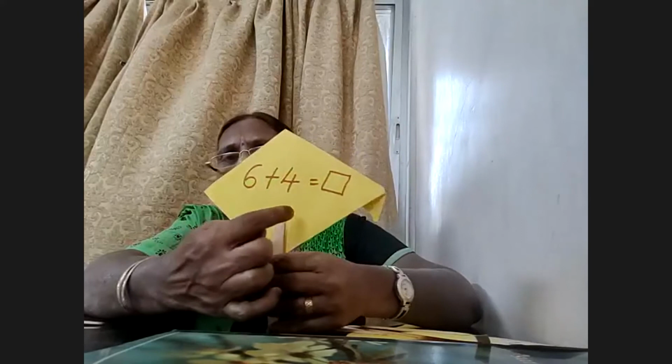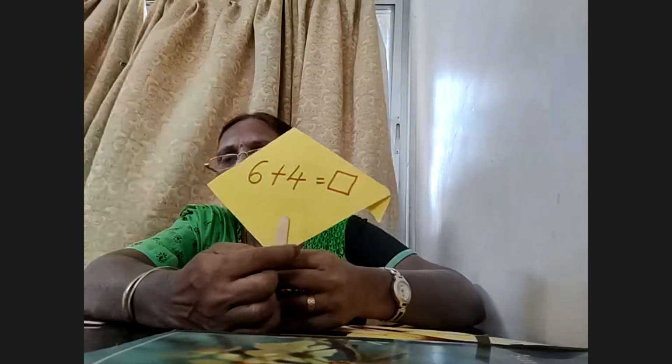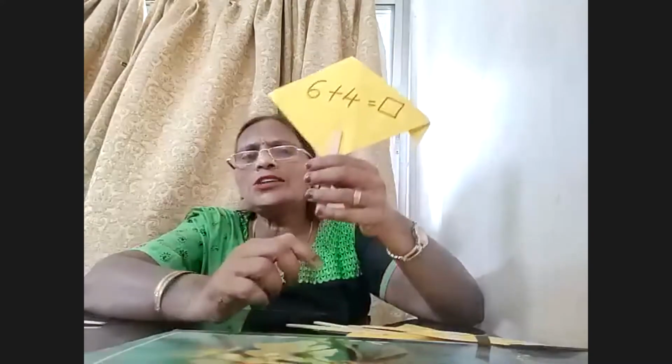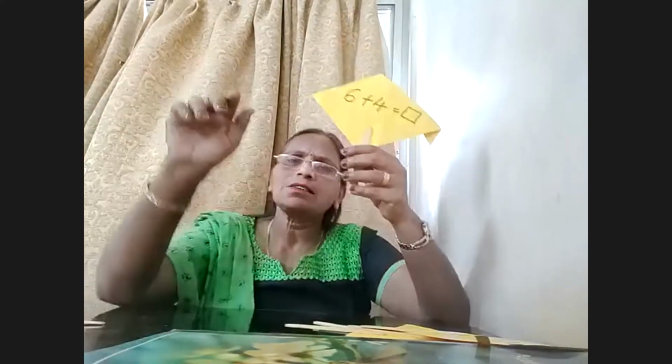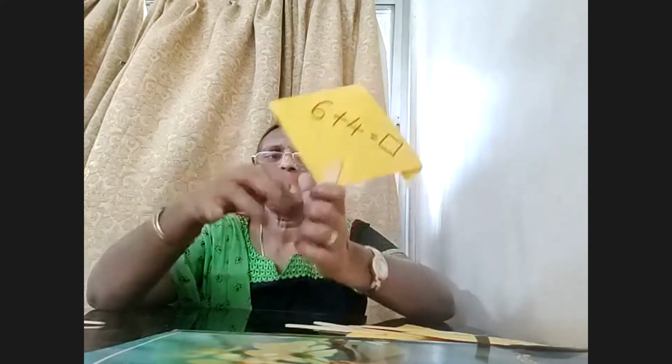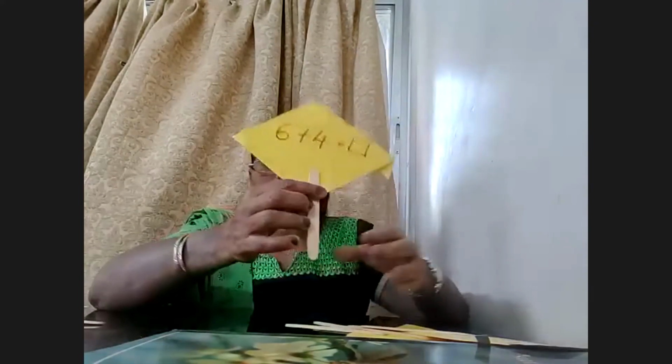Now, 6 plus 4. What? 6 plus 4 is equal to 10. Count in your fingers. 6 plus 4. 1, 2, 3, 4, 5, 6. 6 plus 4, 10.